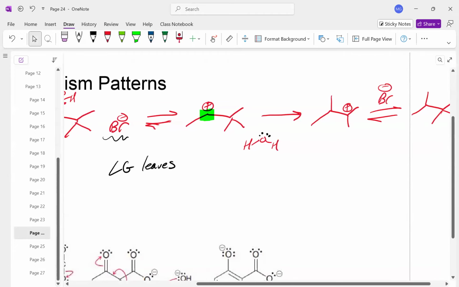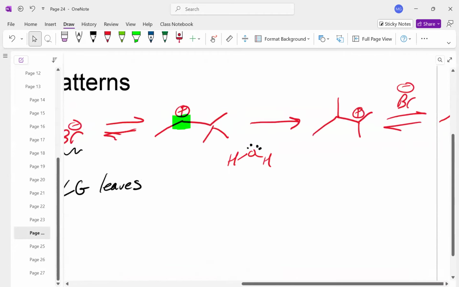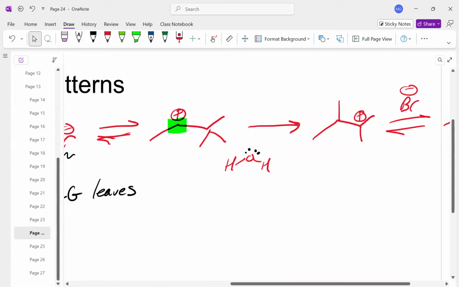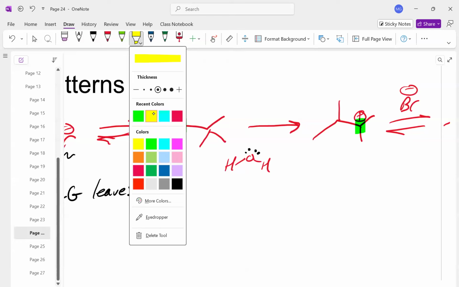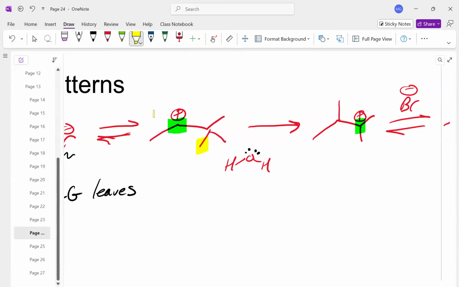Now let's look at the next step. Again, look very carefully at what happened. It looks like that carbon highlighted in green has a plus charge on it. And now, not only is that plus charge somewhere else, it looks like a methyl group got moved over. Well, what is that? What's going on here? That's a carbocation rearrangement.